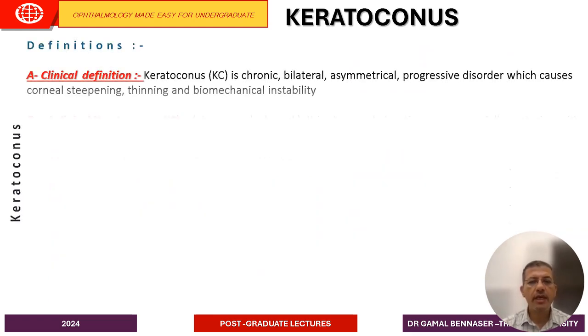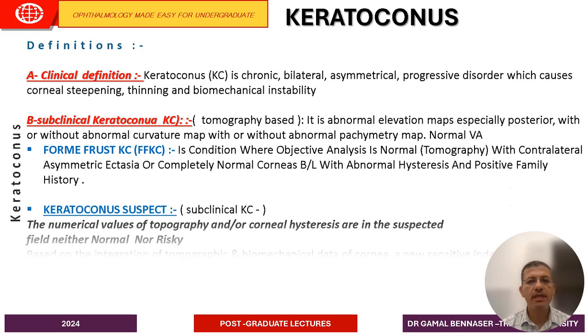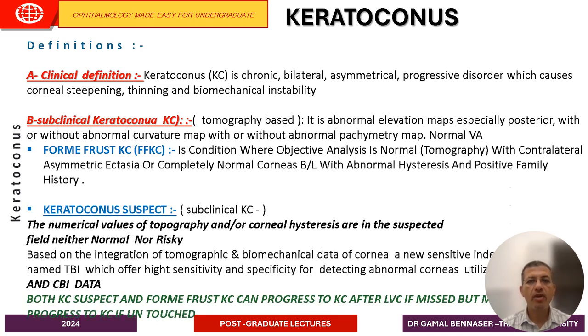Now, after finishing the general definition of keratoconus, for us as ophthalmology practitioners and specialists in the cornea clinic, we need more details about the different types of definition of keratoconus. Cornea specialists further subdivide the definition of keratoconus into a clinical definition and a subclinical definition, or subclinical keratoconus. The clinical definition is based on the clinical signs and symptoms that you will see on the patient when he comes to you in the clinic.